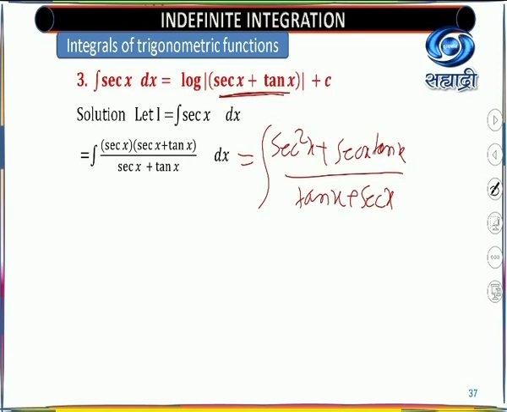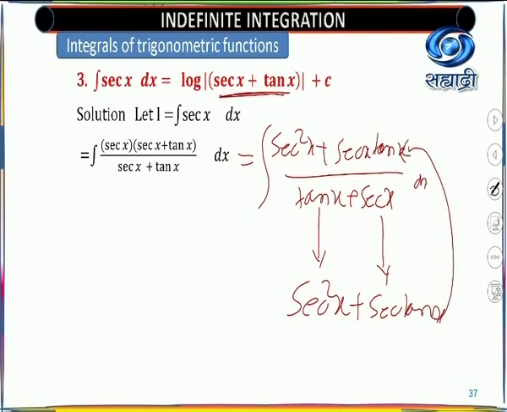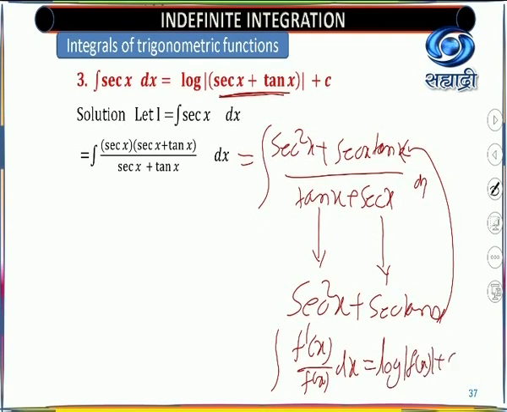This is for convenience, because what is the derivative of tan x? That is sec square x. And what is the derivative of sec x? That is sec x tan x. Look at here, that is nothing but your numerator. So this is nothing but your numerator, which means it is nothing but f dash of x upon fx dx. And you are using your corollary. What is the corollary here? Log of mod of fx plus constant of integration. So here we are using that corollary.